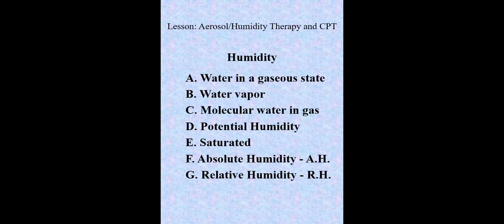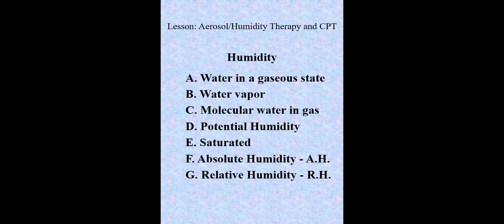And then we had a couple of terms. Potential humidity is how much water vapor that a gas can possibly hold at a given temperature, okay? As that temperature changes, the potential changes. As the temperature goes up, the potential humidity goes up, but the absolute doesn't necessarily go up. That's why the relative humidity goes down. But when the temperature goes down, the potential goes down, absolute goes down, but the relative humidity will stay the same due to the mathematical formula for relative humidity.